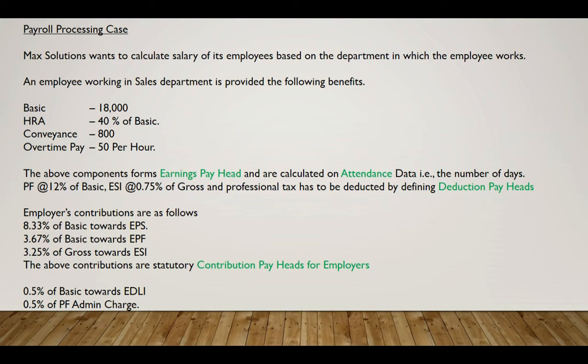Besides earning pay heads of an employee, we are required to define deduction pay heads, where PF at 12% would be deducted from the employee's salary. Besides PF, ESI at 0.75% and professional tax would be deducted. Therefore, we are required to define 3 deduction pay heads for PF, ESI and professional tax.